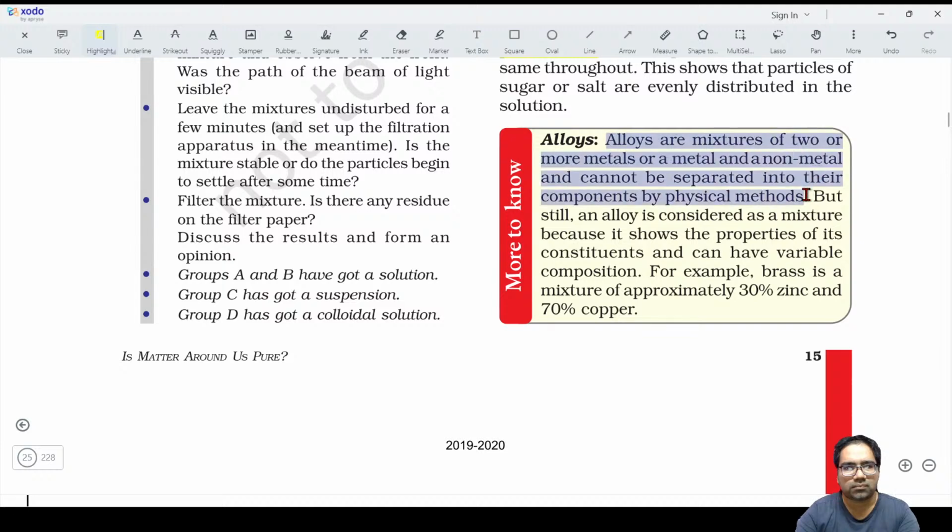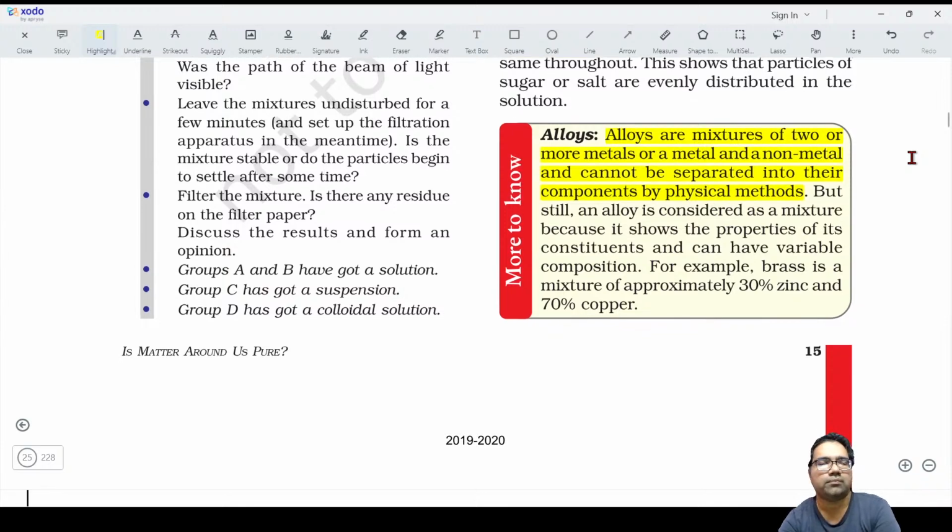An alloy is a mixture of two or more metals or a metal and non-metal and cannot be separated into their components by physical methods. But still, an alloy is considered a mixture because it shows the properties of constituents and can have variable composition. For example, brass is a mixture of approximately 30% zinc and 70% copper. You just remember this number also.